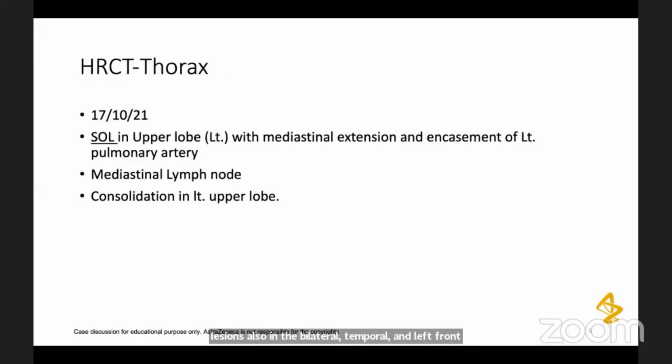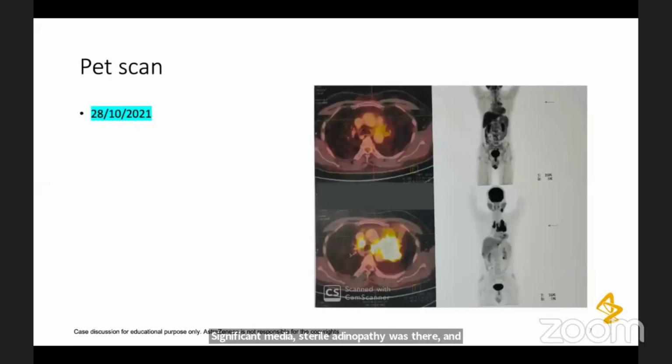At that point of time, an HRCT chest was reported that showed a space-occupying lesion in the left upper lobe with mediastinal extension. So this lesion had progressed from the last CT chest, which was done before starting the patient on ATT. Now it was completely encasing the left pulmonary artery. Significant mediastinal adenopathy was there, and there was a consolidation in the left upper lobe. So this was the previous scan, and this was the new scan, which was done in October, that shows a significant progression of the lesion. So that's a progression within just 3 months.